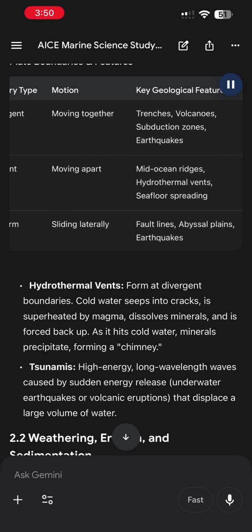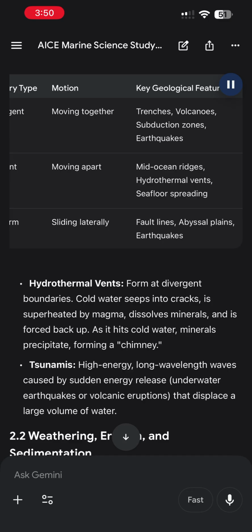Hydrothermal vents form at divergent boundaries. Cold water seeps into cracks, is superheated by magma, dissolves minerals, and is forced back up. As it hits cold water, minerals precipitate, forming a "chimney."